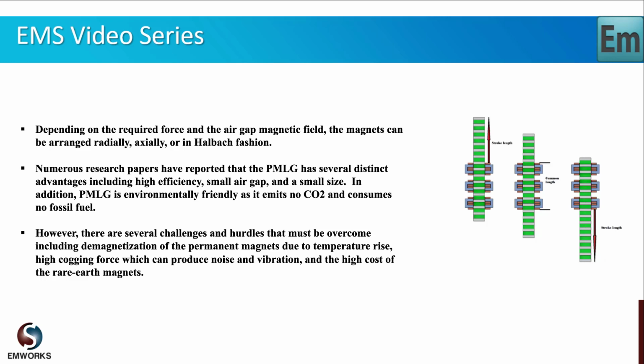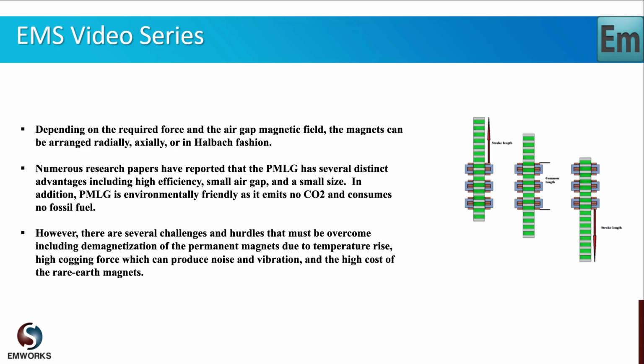Halbach fashion. Numerous research papers have reported that the permanent magnet linear generator has several distinct advantages, including high efficiency, small air gap, and a small size. In addition, the permanent magnet linear generator is environmentally friendly as it emits no CO2 and consumes no fossil fuel.